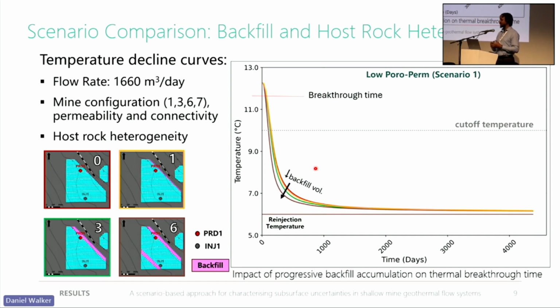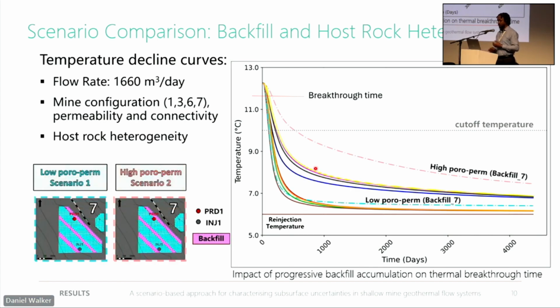And the same thing you get when you look at the low porosity permeability case. So basically two things are going on. We are varying the host rock heterogeneity, and then you are also progressively increasing the backfill volume. And this is quite intuitive, right?